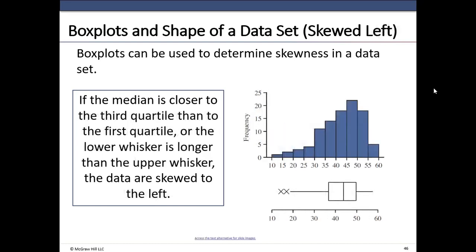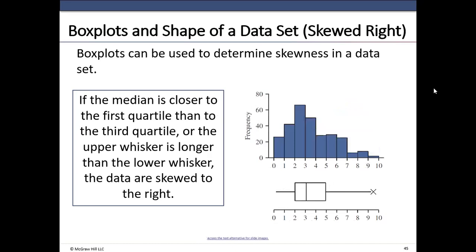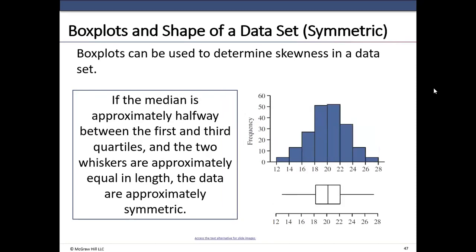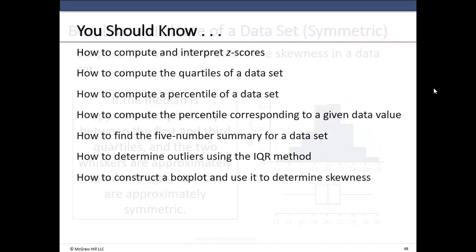Here the median is close to the third quartile. So the median is closer to the right boundary of the box. Then we are skewed to the left. So again, if the median is closer to Q1, then we are skewed to the right. If the median is closer to Q3, our right boundary, then you are skewed to the left. If the median is halfway through, then it's approximately symmetric.